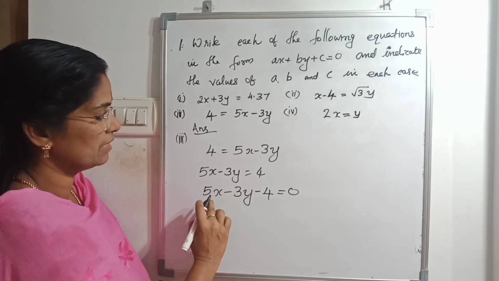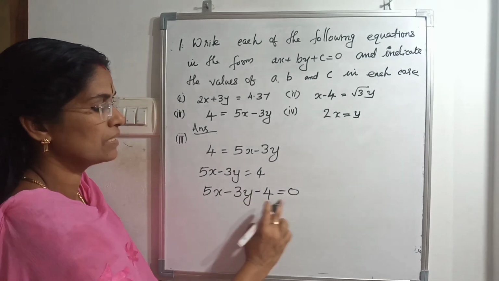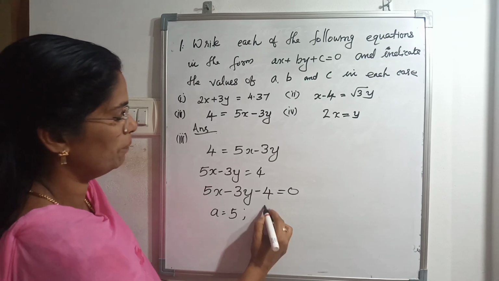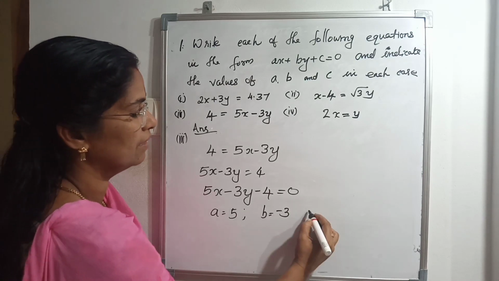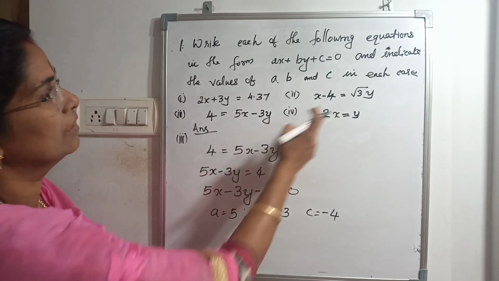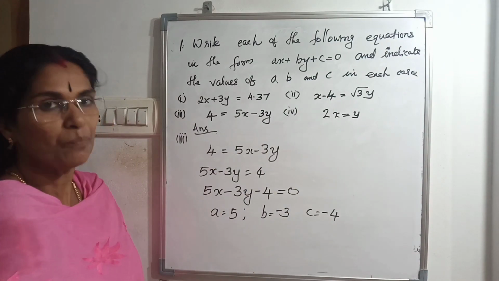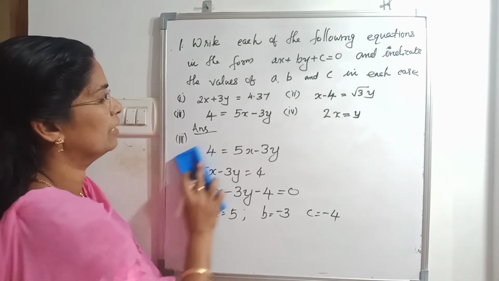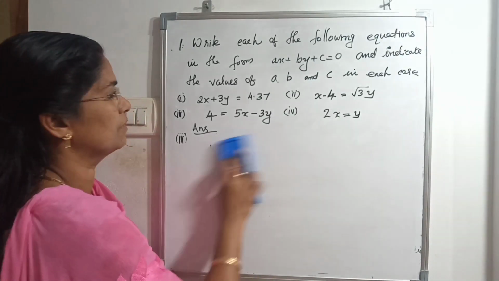Then it is in the form ax plus by plus c equal to 0. What is a here? A is 5 and b is minus 3. C is equal to minus 4. In two questions c is equal to minus 4. This was very simple. Now we can do the last question.